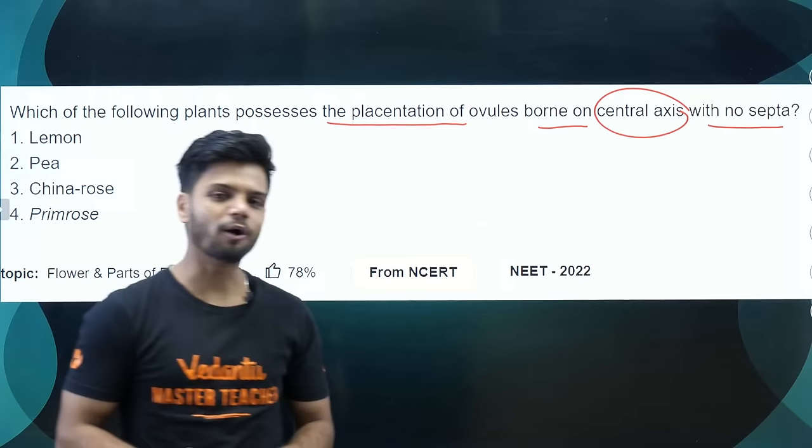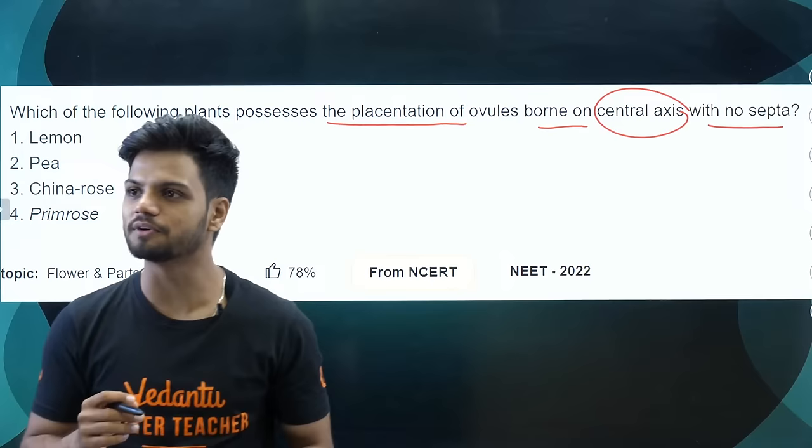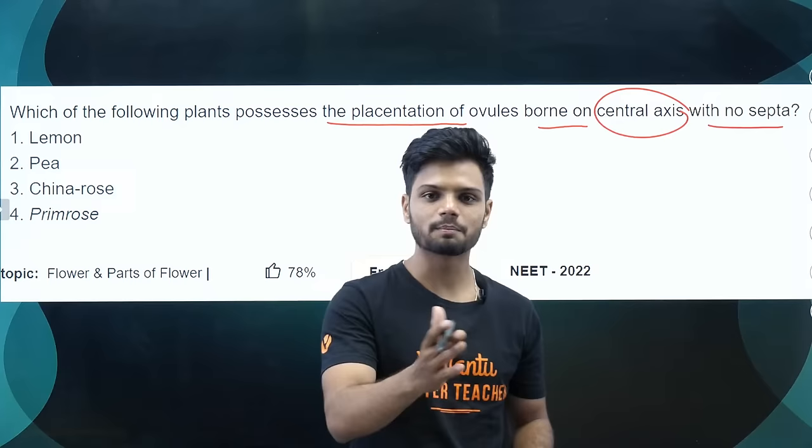Fredo, change your DP. Or we can take someone else's name from F. Anyone whose name starts with F here? No one's name, huh? Okay. Fredo, change your DP. D is Dianthus, P is Primrose. Basal plus. Clear?